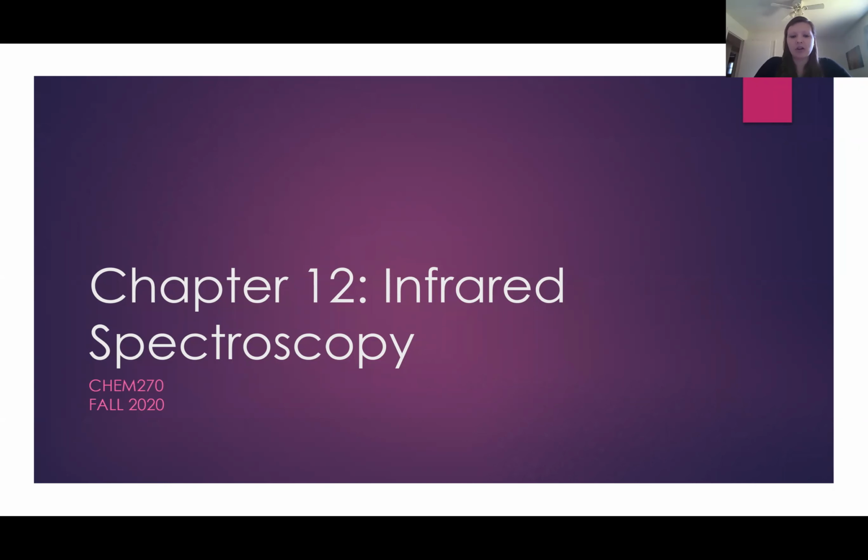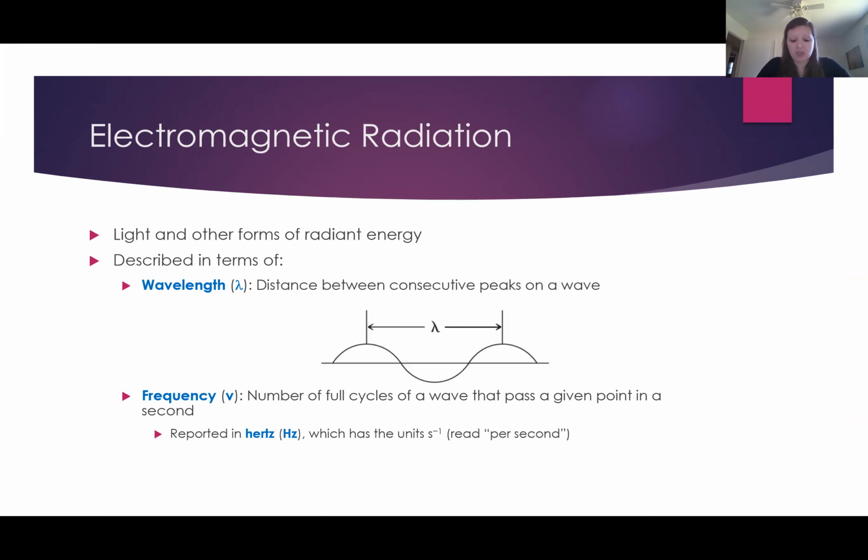In essence, we're trying to figure out, why do we draw things the way we draw them? How do we know that they have 7 carbons in a line or in a ring or anything like that? We are determining structure with molecular spectroscopy. We're going to talk about 3 different kinds of spectroscopy: infrared, nuclear magnetic resonance, and mass spectrometry. Today, we're going to focus simply on infrared spectroscopy.